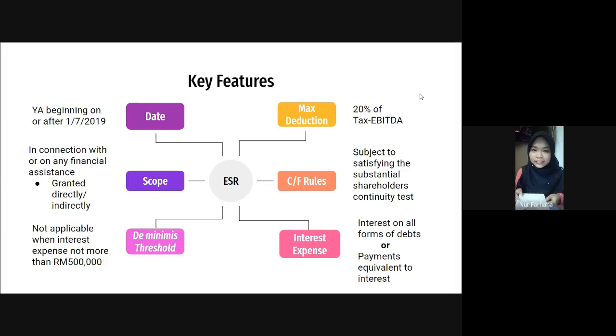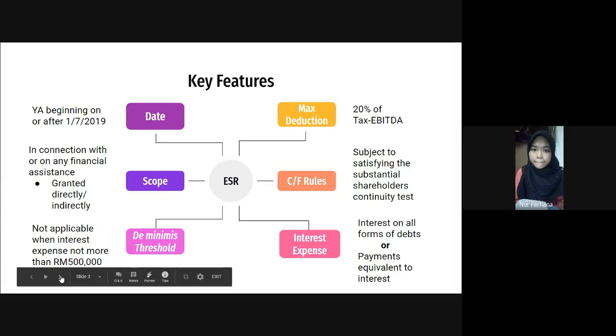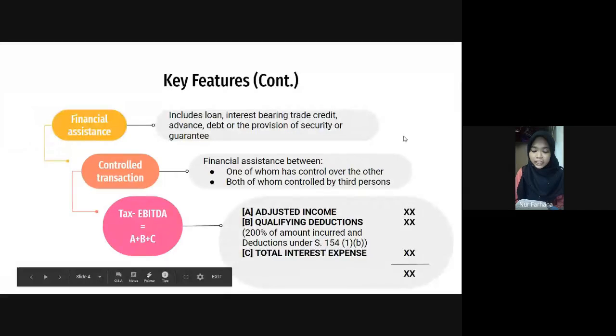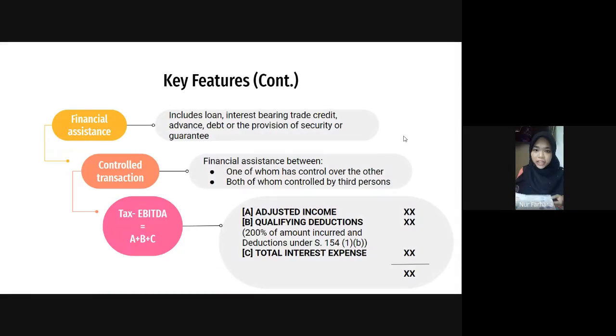We continue with the key features. Financial assistance means any kind of monetary help that a person receives, including loans, interest-bearing trade credit, advances, debt, or the provision of security or guarantee. A controlled transaction is financial assistance between persons where one has control over the other, or both are controlled by a third person, which we call the third party.